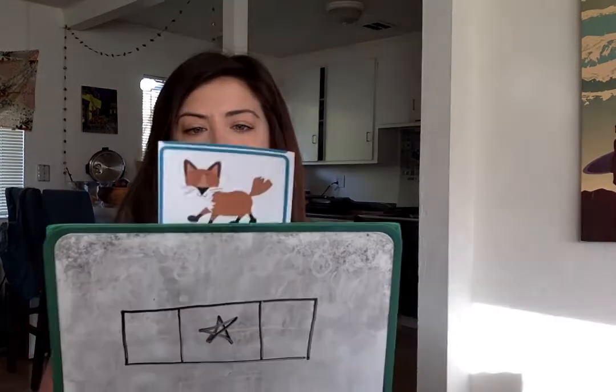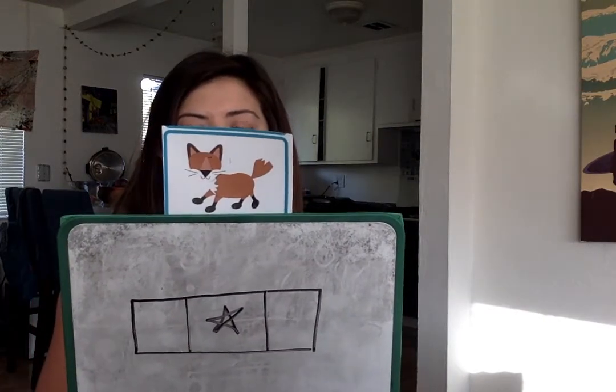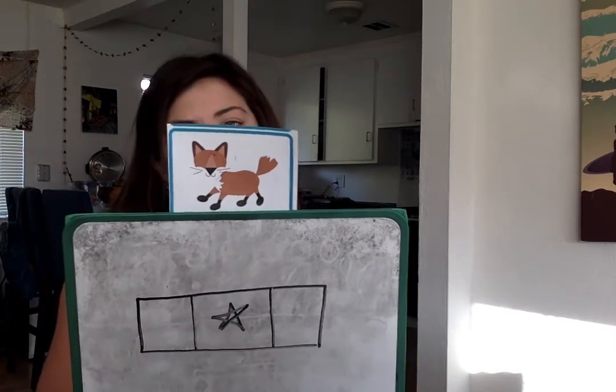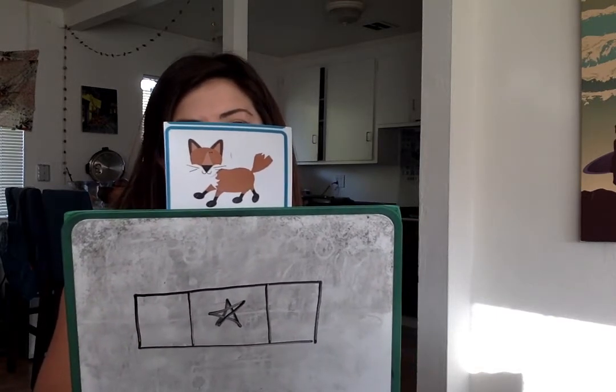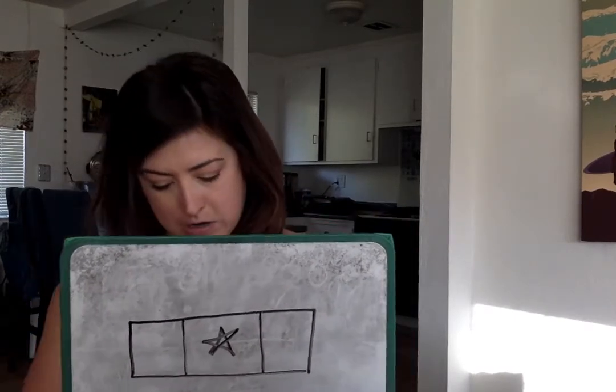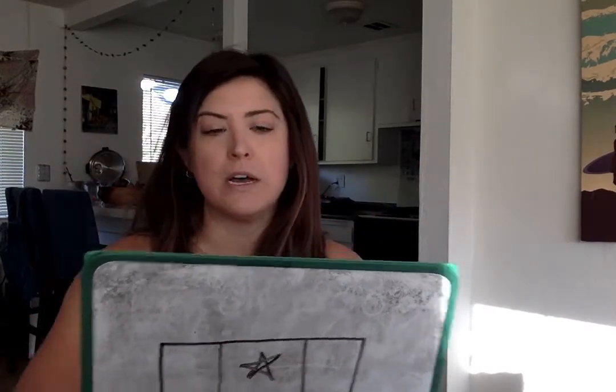What is this a picture of? Fox. What do you hear in the middle of fox? What letter? Oh, right, that can go with cop and dog. And here's our last one.